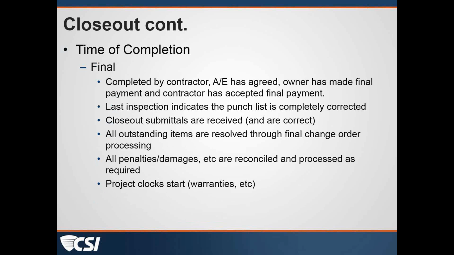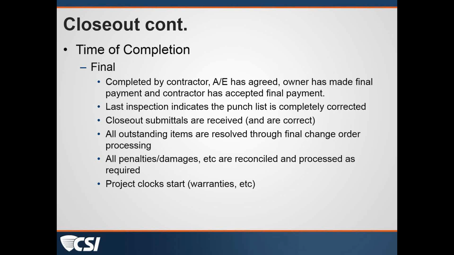Okay. Matthew, you want to go to final completion then? This is when the project is completed by the contractor. The architect or engineer has agreed that yes, in fact, it is complete. The owner has agreed and has made their final payment, and the magic here is that the contractor has accepted that final payment, cashed the check, and closed the books.